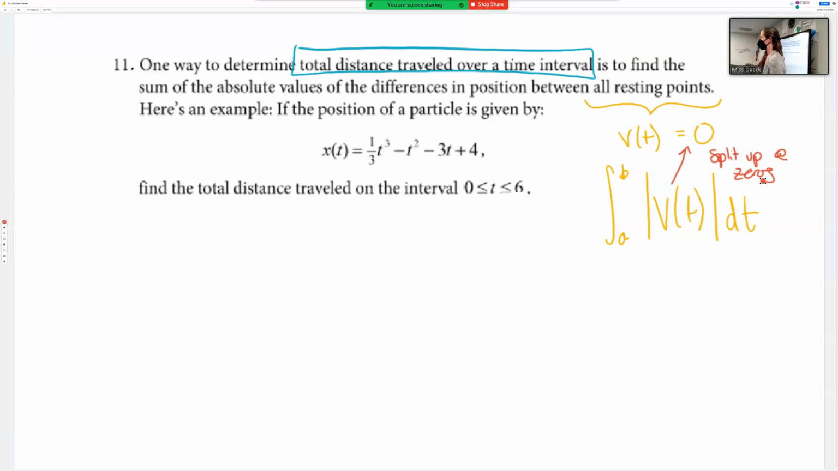What's my displacement? Why? You're back to where you started. I'm back to where I started. Displacement says, how displaced did you end? I'm back to where I started. My displacement is 0. But what's my total distance traveled?